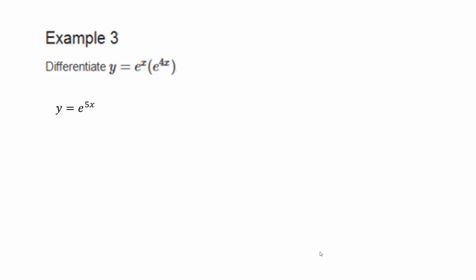So now this looks a lot more like the very first derivative that we had, which is this. It will be just e to the 5x, I'm not doing anything with it, and then multiplying that by the derivative of the exponent, which is the 5.